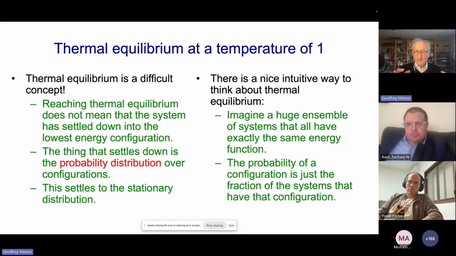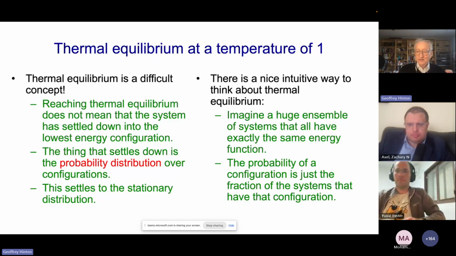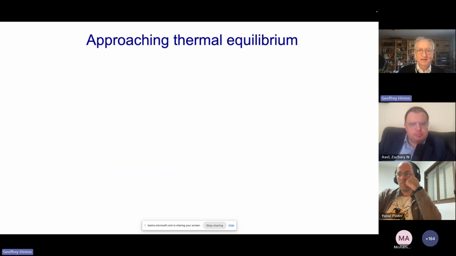So you could think of the probability of a configuration as the fraction of this huge ensemble that's in that one state. What will happen at thermal equilibrium is that things in that state will flip to other states, but things in other states will flip to that state. The loss from that state and the gain to that state will balance out. That's called detailed balance. So the fraction of systems in a particular configuration will be stable. It won't change anymore, even though you're updating the units in all the configurations. That's thermal equilibrium. I'll give you one more attempt to explain thermal equilibrium.